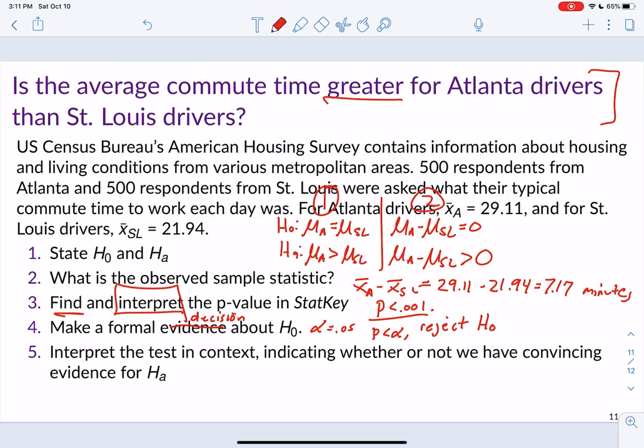Interpret the test in context, indicating whether or not we have convincing evidence for HA. Our p-value is extremely small. That means we do have convincing evidence for the alternative, and our alternative is that the average commute time is greater for Atlanta drivers than St. Louis drivers. So if we want to interpret our test in context, we would say we have strong evidence that the average commute time is greater for Atlanta drivers than St. Louis drivers.